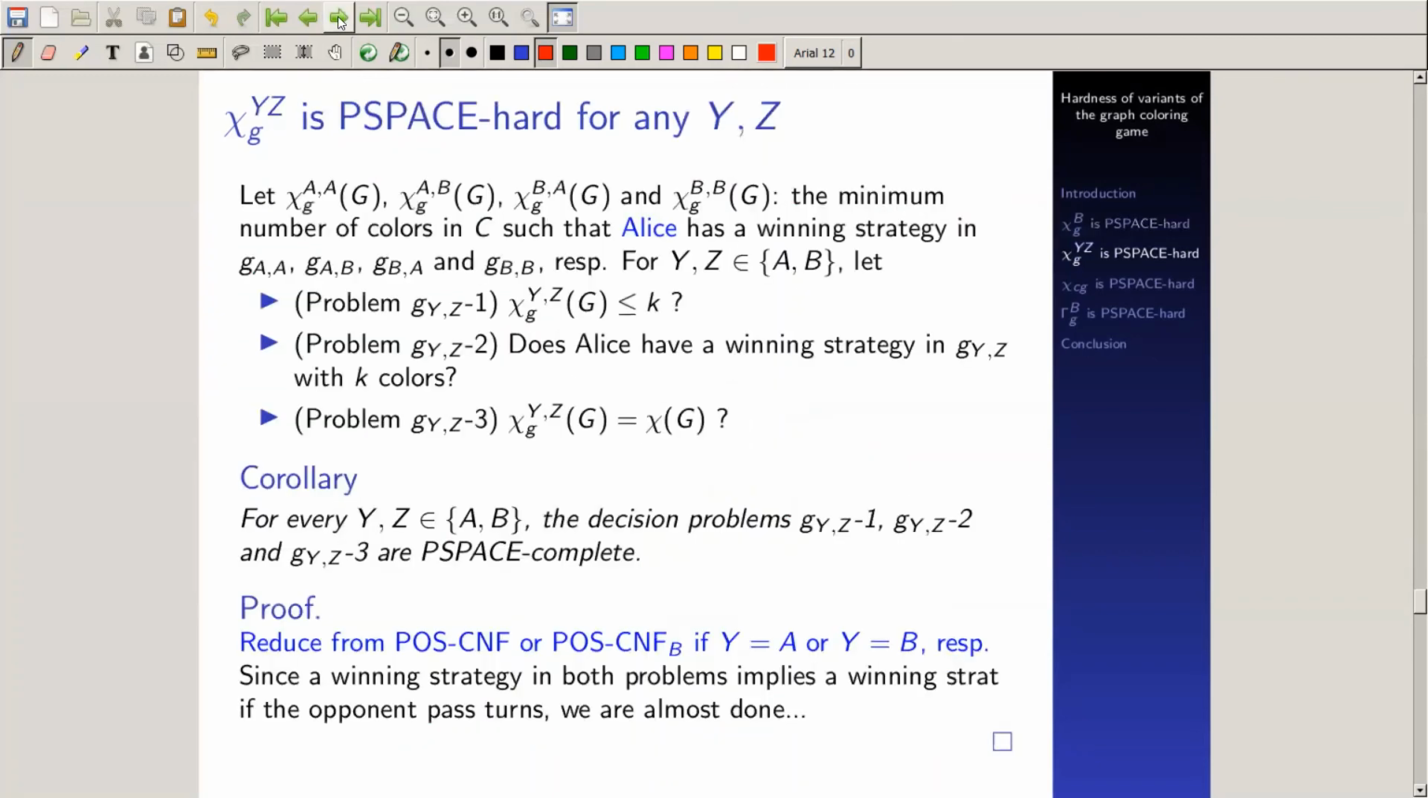Okay? So with this, we prove that the coloring game variant, when Bob starts the game and no one may pass turns, is PSPACE-hard. Regarding the variants when some player may pass turns, we can prove it from POS-CNF when Alice starts the game, or POS-CNF B when Bob starts the game. This comes from the fact that a winning strategy in both problems implies a winning strategy if the opponent passes turns. With this, we are almost done, okay?